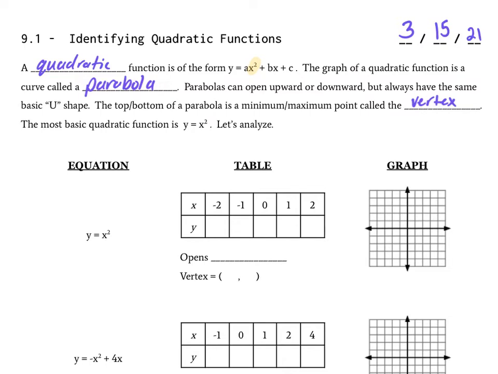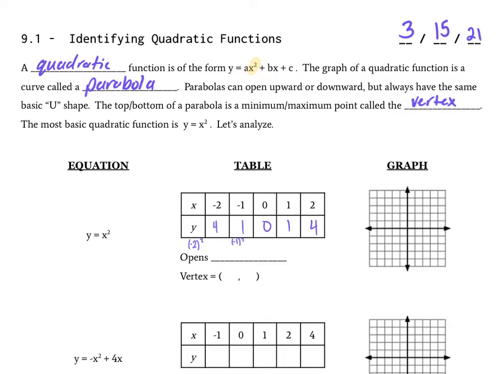So let's start off with y equals x squared. In my table I have a bunch of x values. To find my y values, I just need to square them. So negative 2 squared is 4. Negative 1 squared is 1. 0 squared is 0. 1 squared, 1 times 1 is 1. And 2 squared, 2 times 2 is 4.